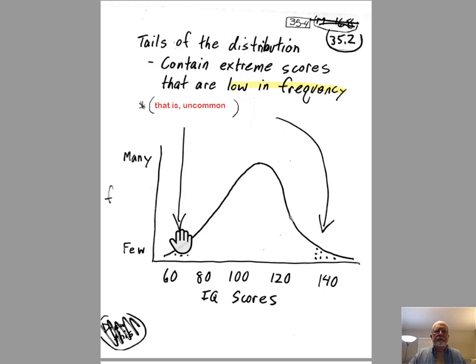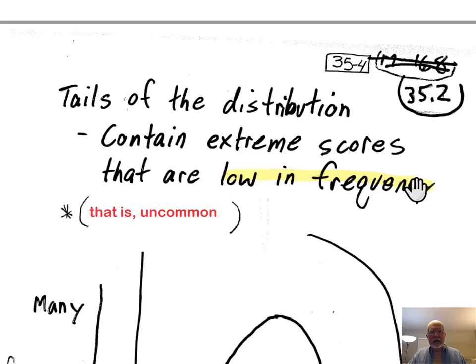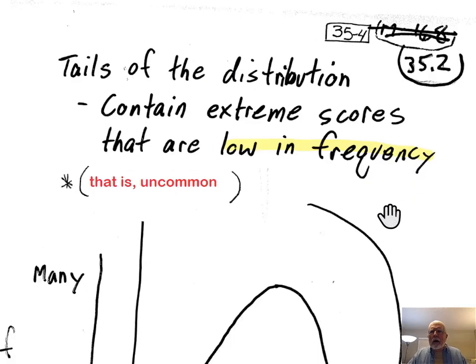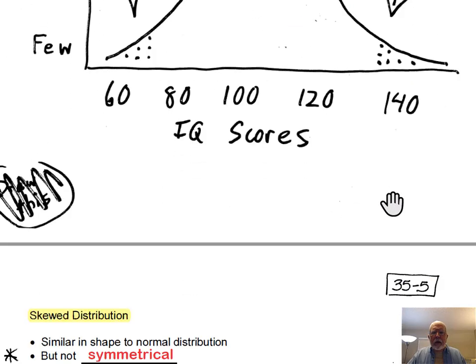Relatively small number of people are out in this lower tail of the distribution. Relatively small number of people are out in this upper end of the distribution with really high IQ scores. Now, that may seem real obvious right now. It may not seem like a big deal, but this business of scores out in the tails of the distribution being uncommon, infrequent, that's going to play a big role later in the semester when we start talking about significance testing, p-values, and such.